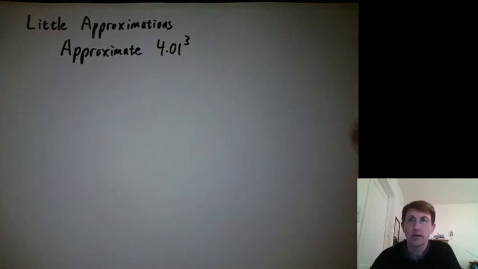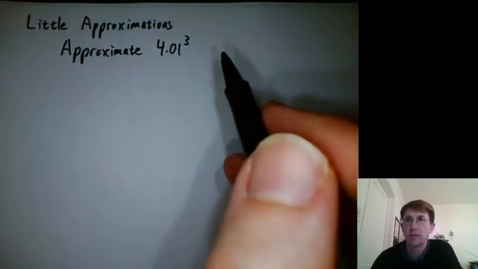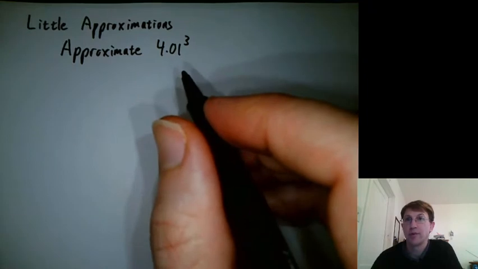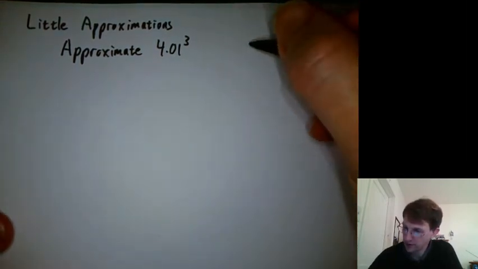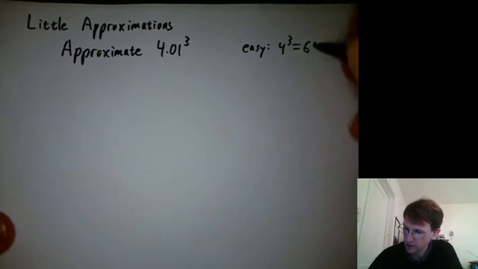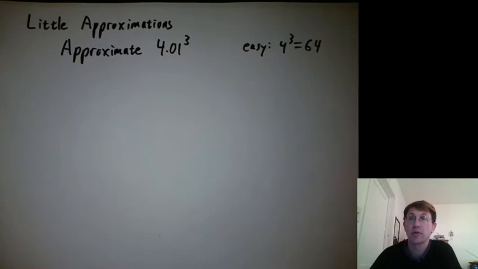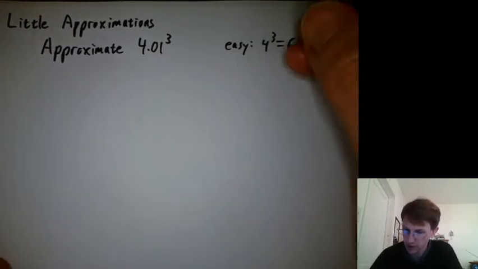Differentials can be used to make little approximations, possibly even in your head. That's often problems like approximate 4.01 cubed. You might say, well, 0.01 is pretty small, so this is a pretty easy approximation. 4 cubed is 64, so 4.01 cubed is approximately 64.